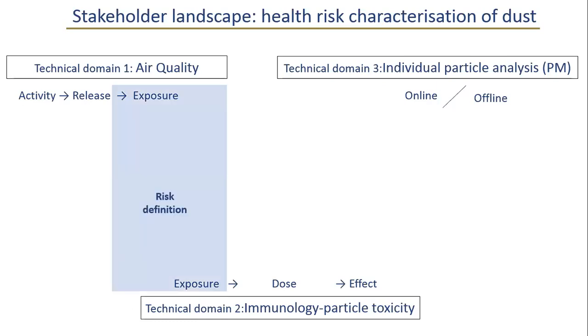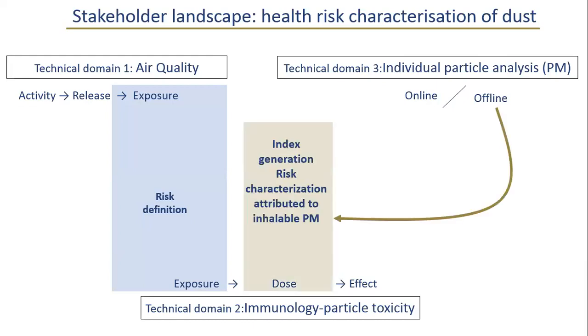So this blue block generally shows how risk definition is characterized in terms of exposure, and the health impacts are based on the assessment of cumulative exposure to dust, which is generally represented as the mass concentration of dust that you're breathing in. And like I said, this doesn't take into account the inherent properties of the dust itself that a person can be exposed to.